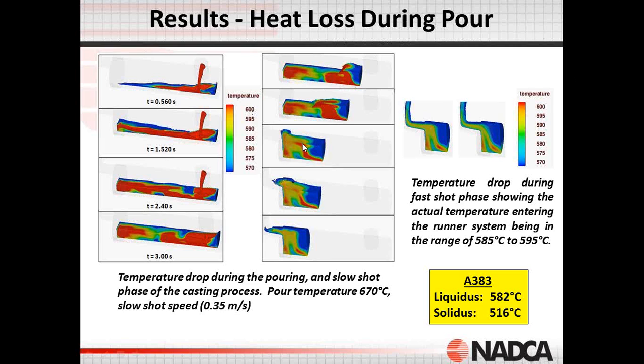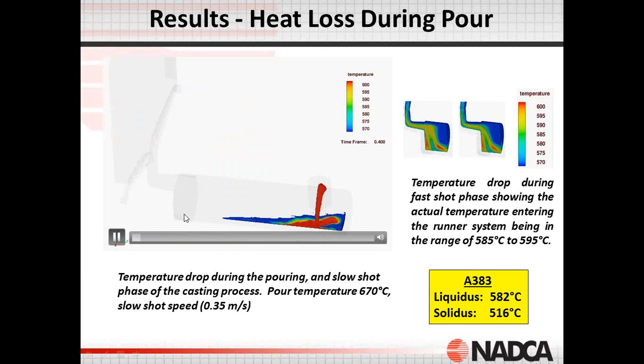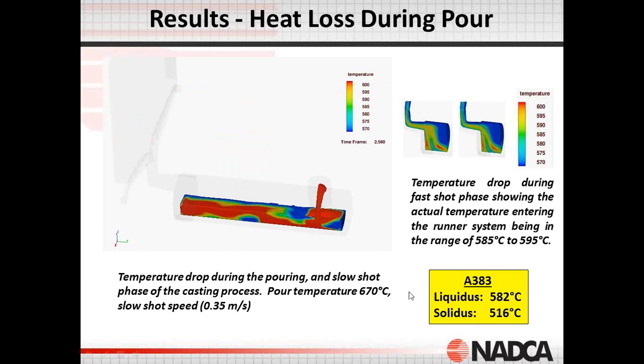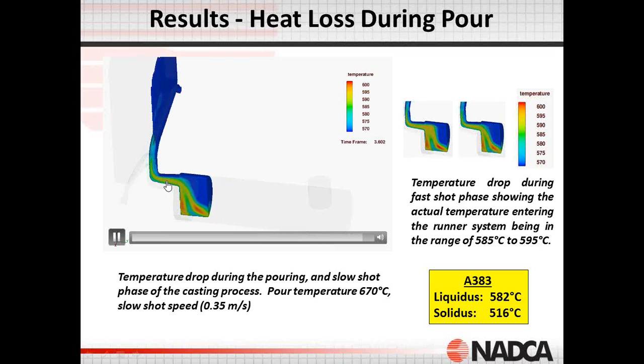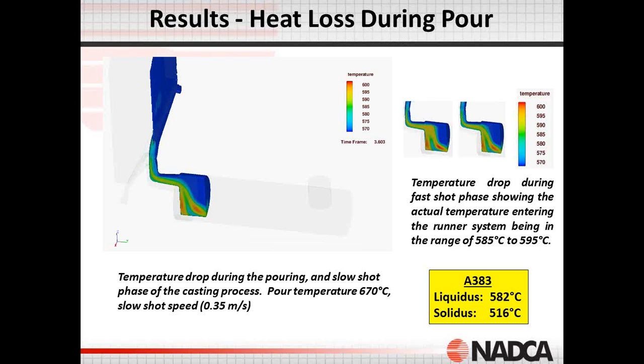From 600, we have temperature drops, and the actual temperature entering the biscuit is around 590 Celsius, even though the furnace and pour temperature is 670. So there's quite a bit of a difference in what the temperature is that actually enters the runner system. Here's an animation of it to show that heat loss and the progressive heat loss, and the actual temperature going into the cavity is surprisingly much lower than the furnace temperature.